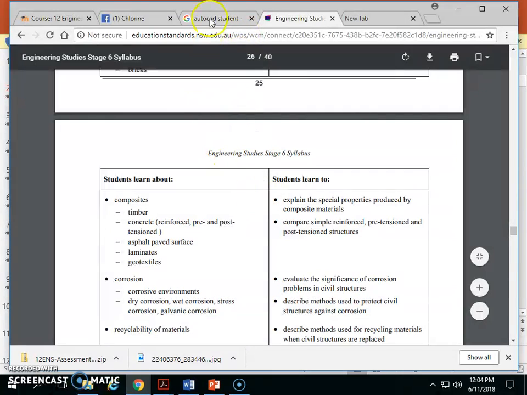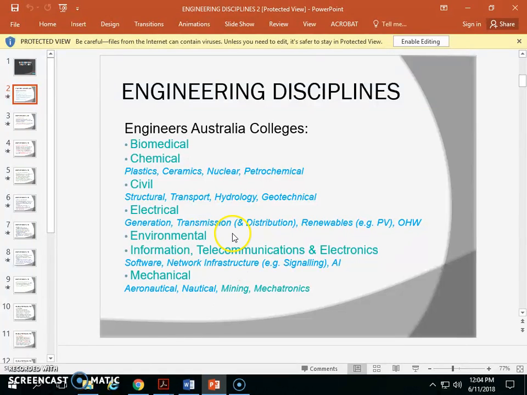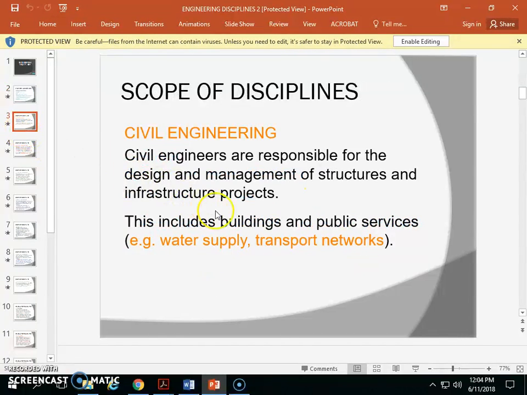And what are we going to have a look at as well? In terms of the description of what civil engineers do, we've got different kinds of civil engineers: structural, transport, hydrology, geotech. Civil engineers are responsible for the design and management of structures and infrastructure projects. This includes things like water supply, so pipes, and transport networks. It also includes structural engineering, which includes things like buildings. It can include towers, airports, a whole bunch of different fields.